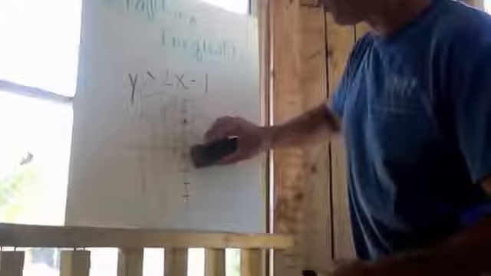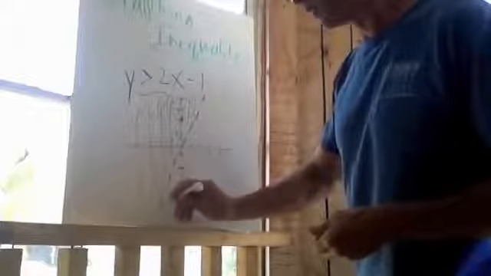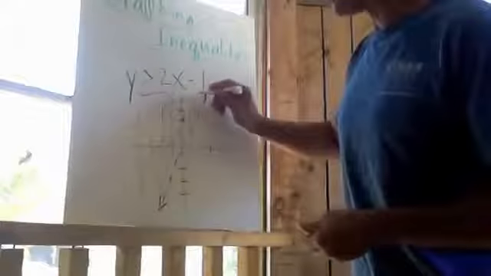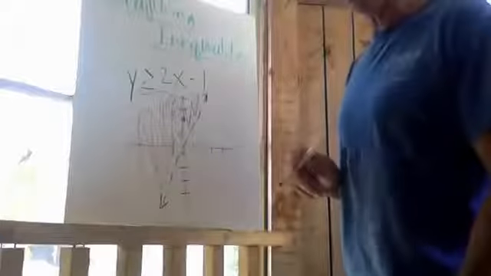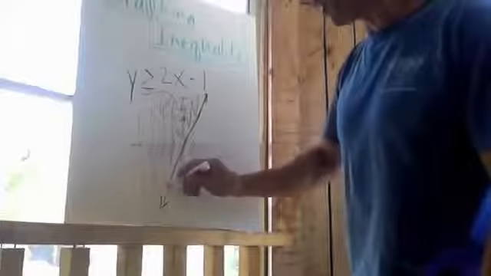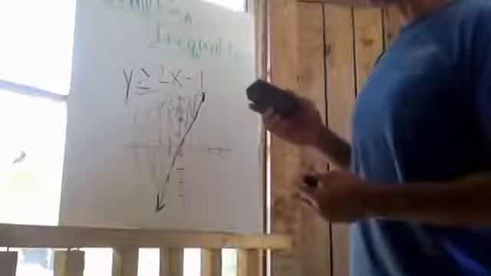So just put dashes. It's a little easier if you do it the first time, so maybe I'll just redraw it. And then I shade everybody to the top in there. If it was y is greater than or equal to, what do you think I would do? I would just put a solid line because it's okay to include the line now and everything above. So I hope this makes sense. Graphing inequalities is a tiny bit harder than graphing a regular equation, but it's not bad.